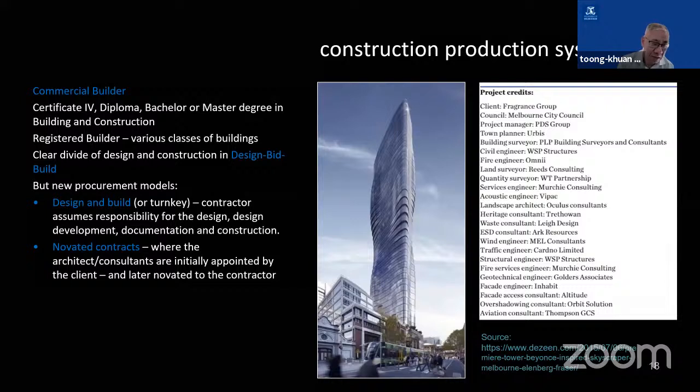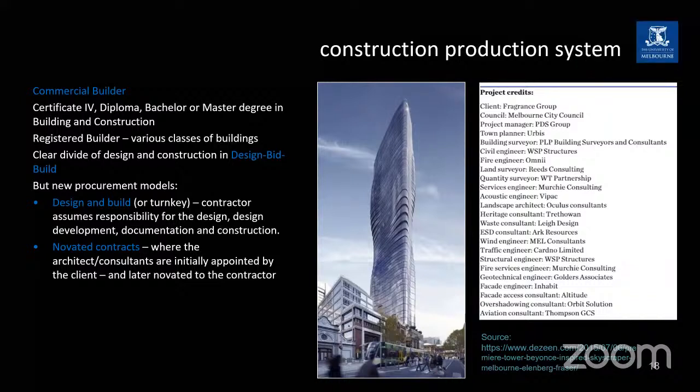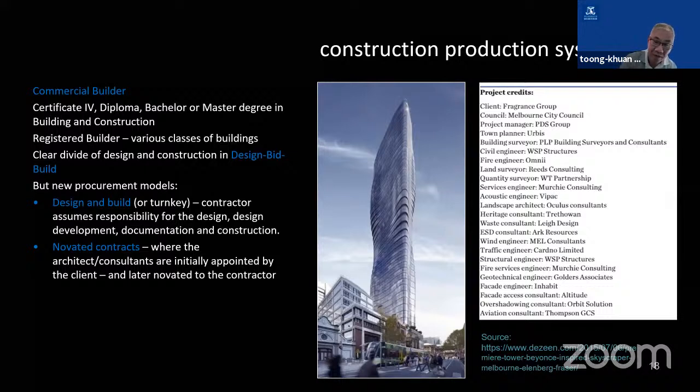Now, once the preliminary design has been completed by the architects, they will then take the preliminary set of drawings and start to ask for bids. They go out to tender with a preliminary set of drawings. When the contractor is appointed, they will then ask the architect to work for the contractor. So this is what we mean by novated contracts. The original contract for the design, which was between the architect and the client, is novated to the contractor. So the architect now works for the contractor.